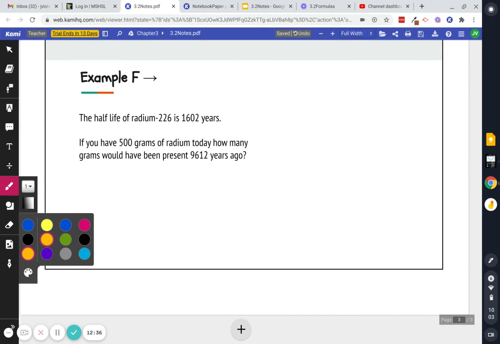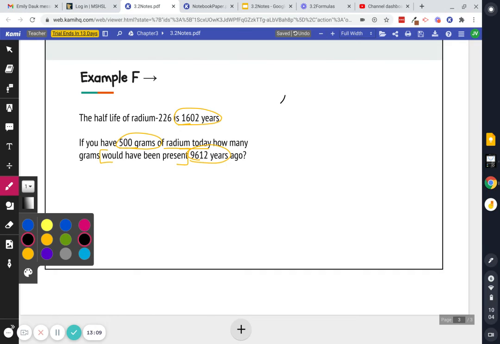One more half-life question. I know we went through a lot of these. I said I wasn't going to do all of them. I only skipped one, so we basically did all of them. But hopefully you're picking and choosing and seeing which ones you want. So half-life of radium is a lot of years, 1,602 years. If you have 500 grams present today, how many would have been present a lot of years ago? Crazy question, kind of awesome.